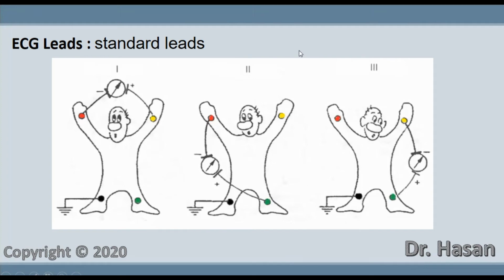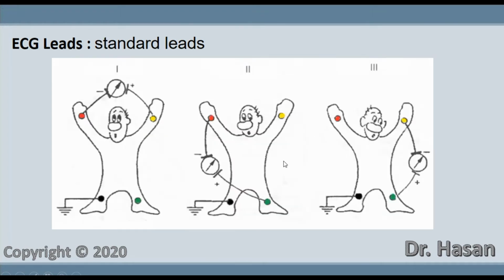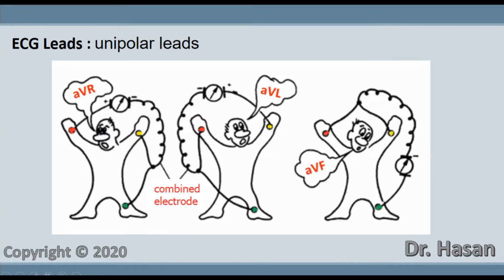Now let's talk about the unipolar leads. The unipolar leads differ from the bipolar leads in that on the one hand the potential is taken from the limb, and on the other hand the potential should be zero. This zero is achieved by combining two electrodes from other limbs through resistance. It is called the combined Goldberger electrode. Because of that, they are called unipolar, because one of them is equal to zero. But in the bipolar ones, both sides have a potential.